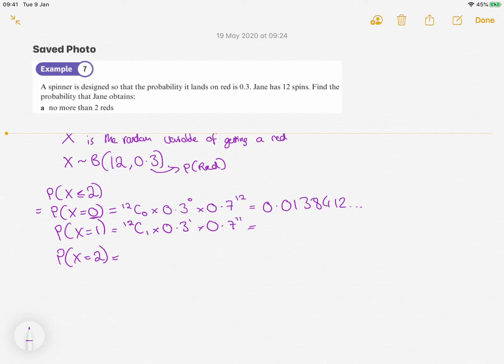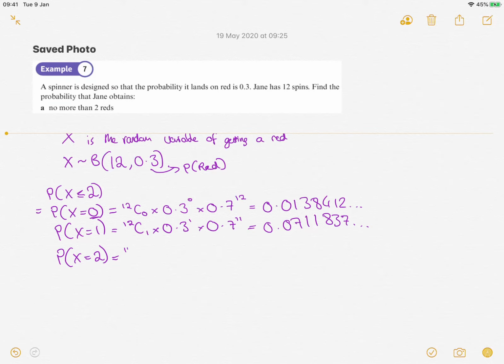So let's type that into the calculator. So 12, then to get the C, we need to do option, go to the right one, then prob, then nCr. 12C1 times 0.3 to the power of 1 times 0.7 to the power of 11 is 0.071183.